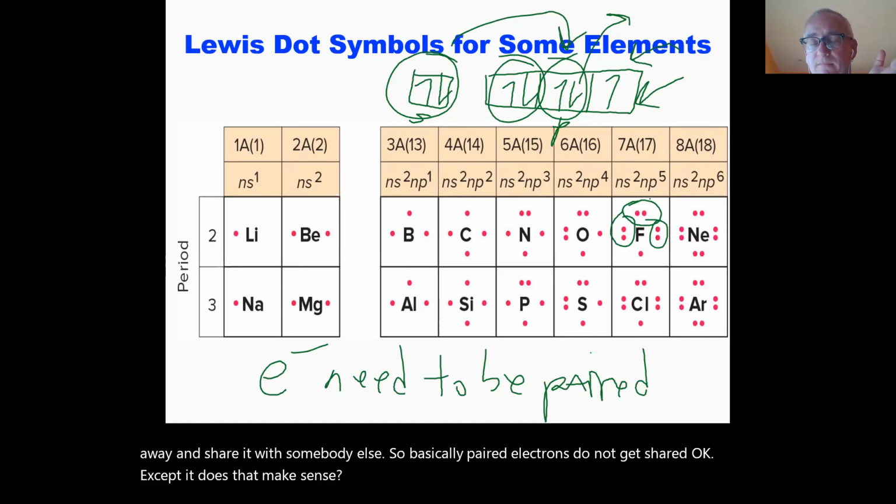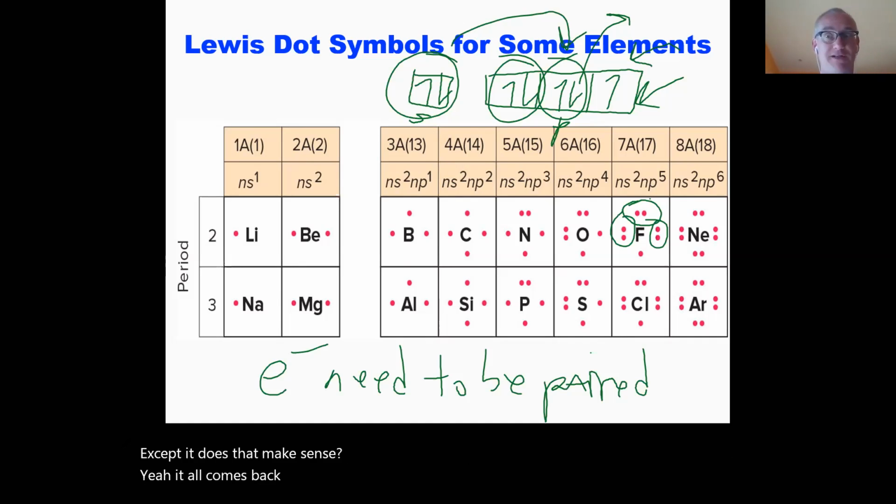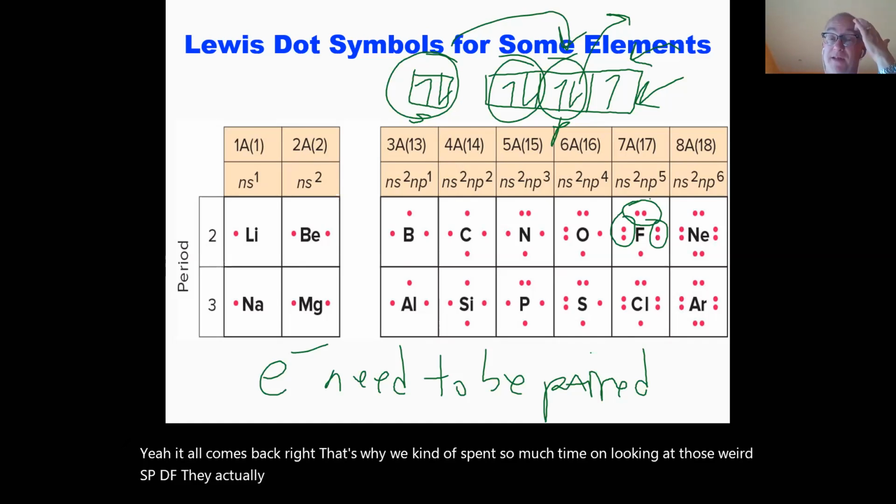Yeah, seeing the diagram that we had been using before, that makes much more sense. Yeah, it all comes back, right? I mean, that's why we spent so much time looking at those weird s, p, d, and f orbitals. They actually have meaning for something.